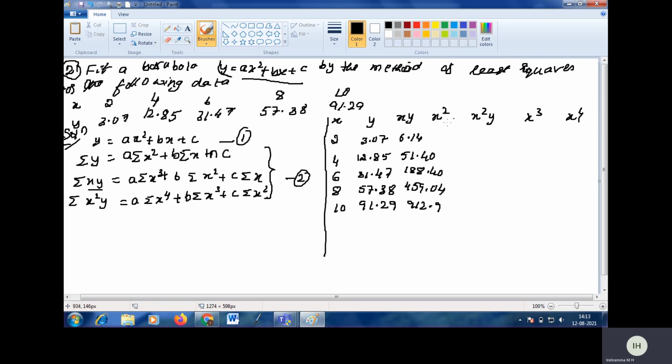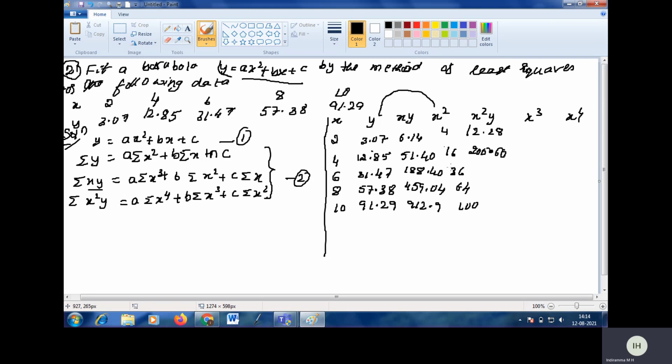Square for the first column values. 4, 4 4s are 16, 6 6s are 36, 8 8s are 64, 10 10s are 100. Okay. Next, find out x square into y. That is 4 into 3.07, 4 3s are 12, 12.28. Next, 16 into 12.85 is 205.60.